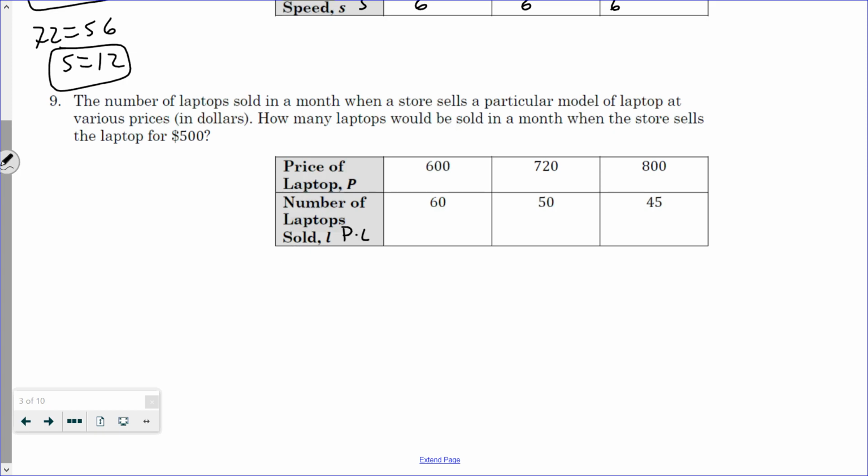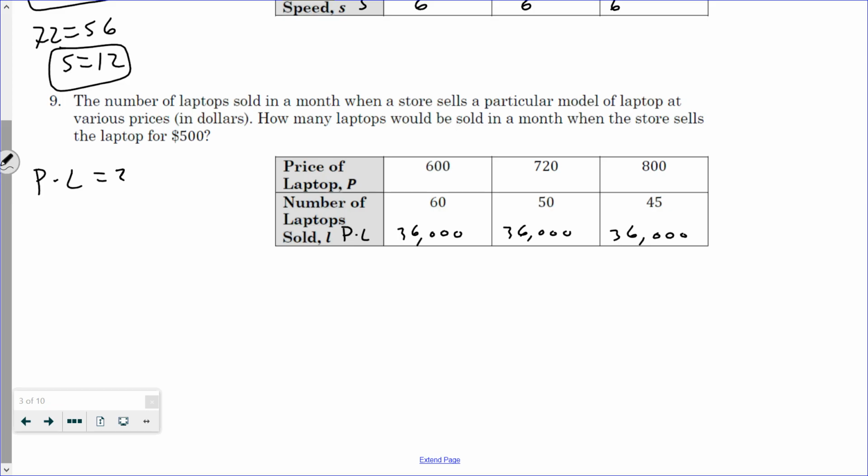So I'll do P times L. This gives me 36,000. That also gives me 36,000, and this also gives me 36,000. So in this case, P times L was the same for each pair, so it is going to be inverse variation. And when it comes to inverses, it actually doesn't matter how you write it. If you do P times L or L times P, it doesn't matter because it's multiplication. You multiply in any order you want to, you'll get the same answer.